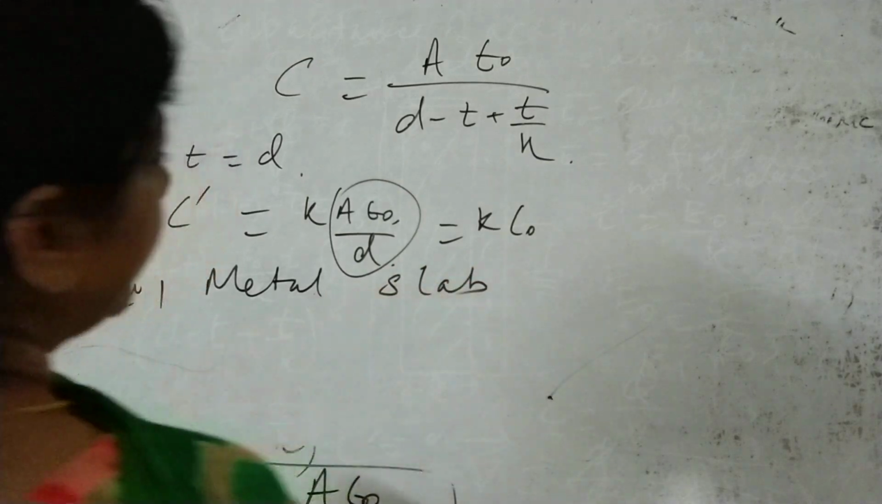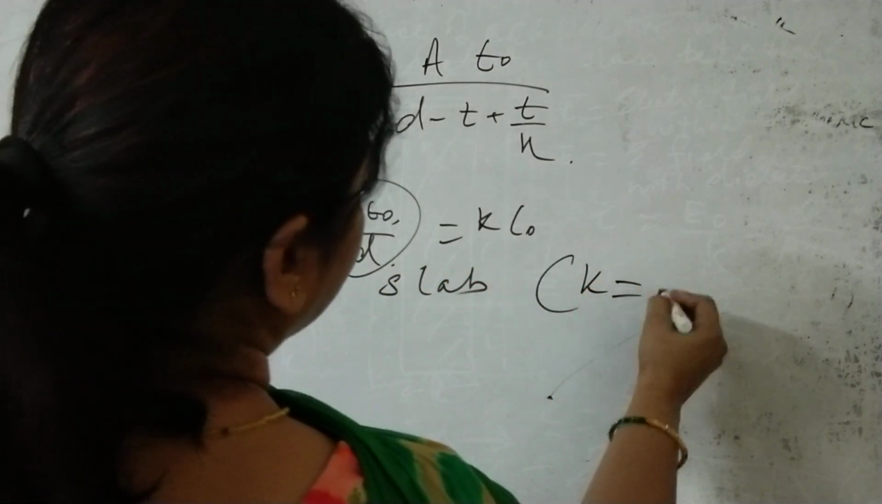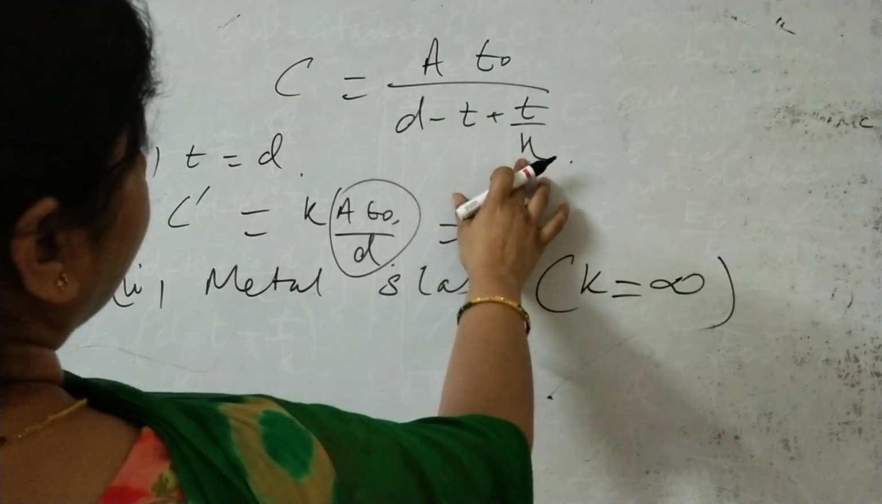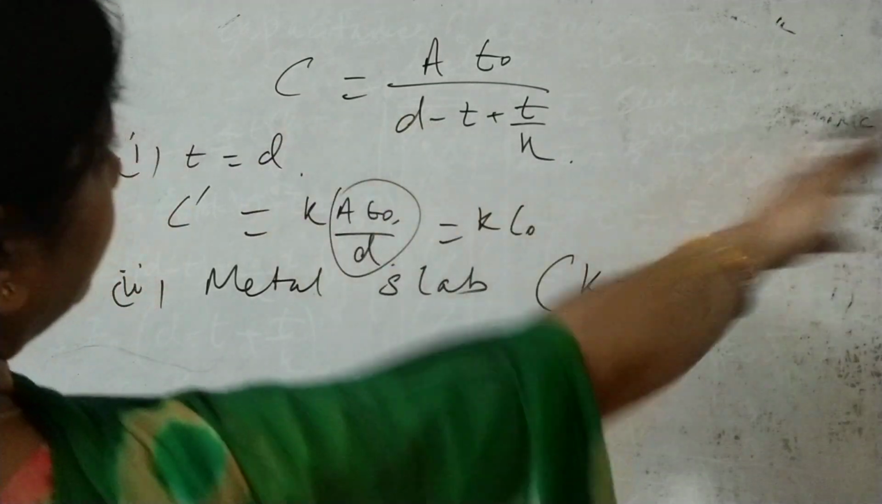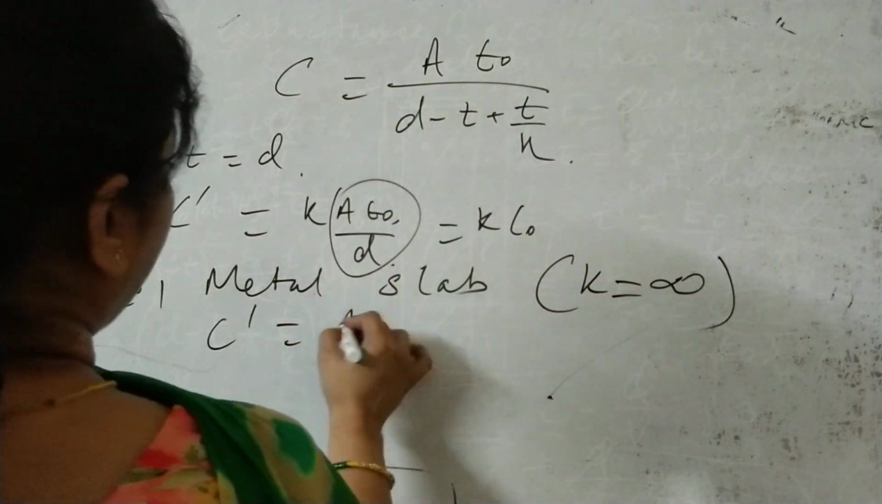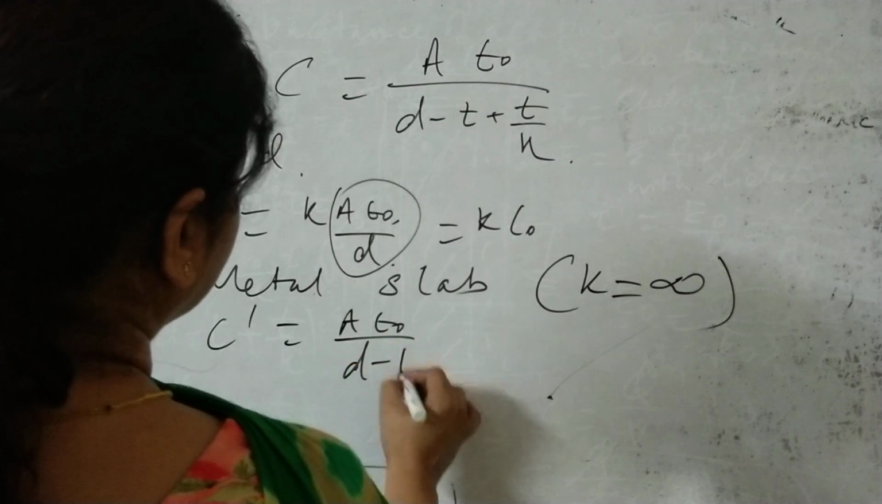Now you will be surprised to know the value of metallic slab. The dielectric constant is infinity. So here this becomes infinity, so we leave this term and we are left with C dash equals A epsilon naught divided by D minus T.